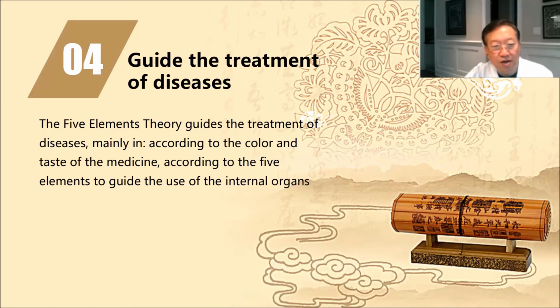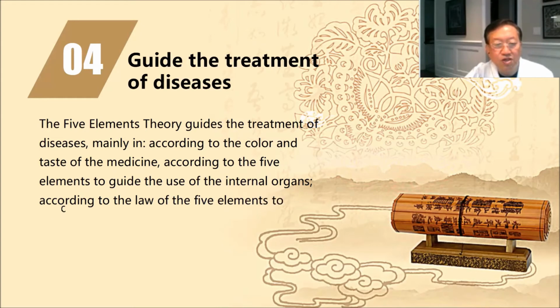Part 4, Guide to the Treatment of Diseases. The five elements theory guides the treatment of diseases, mainly according to the color and taste of the medicine, according to the five elements to guide the use of the internal organs, and according to the law of the five elements to control the transmission of diseases and determine the treatment rules and treatment methods, guide acupuncture and moxibustion, and the treatment of emotional diseases.